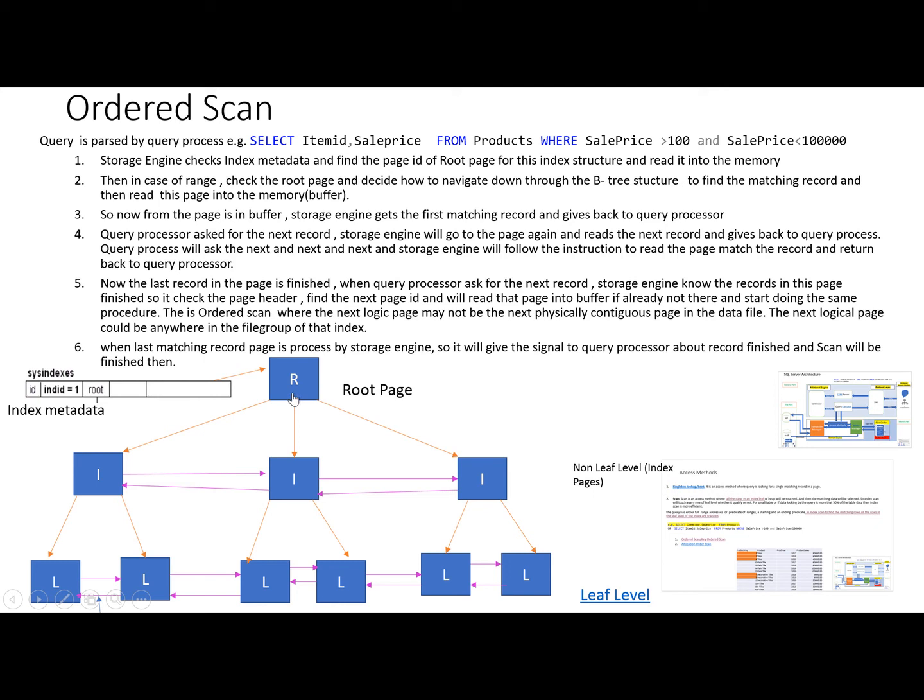It will go to the next level and start searching for the predicates we passed in the query. It will start scanning, and in the scanning it will find the matching page at the leaf level. After finding the matching page, it will load it into memory and start reading the records from that page.